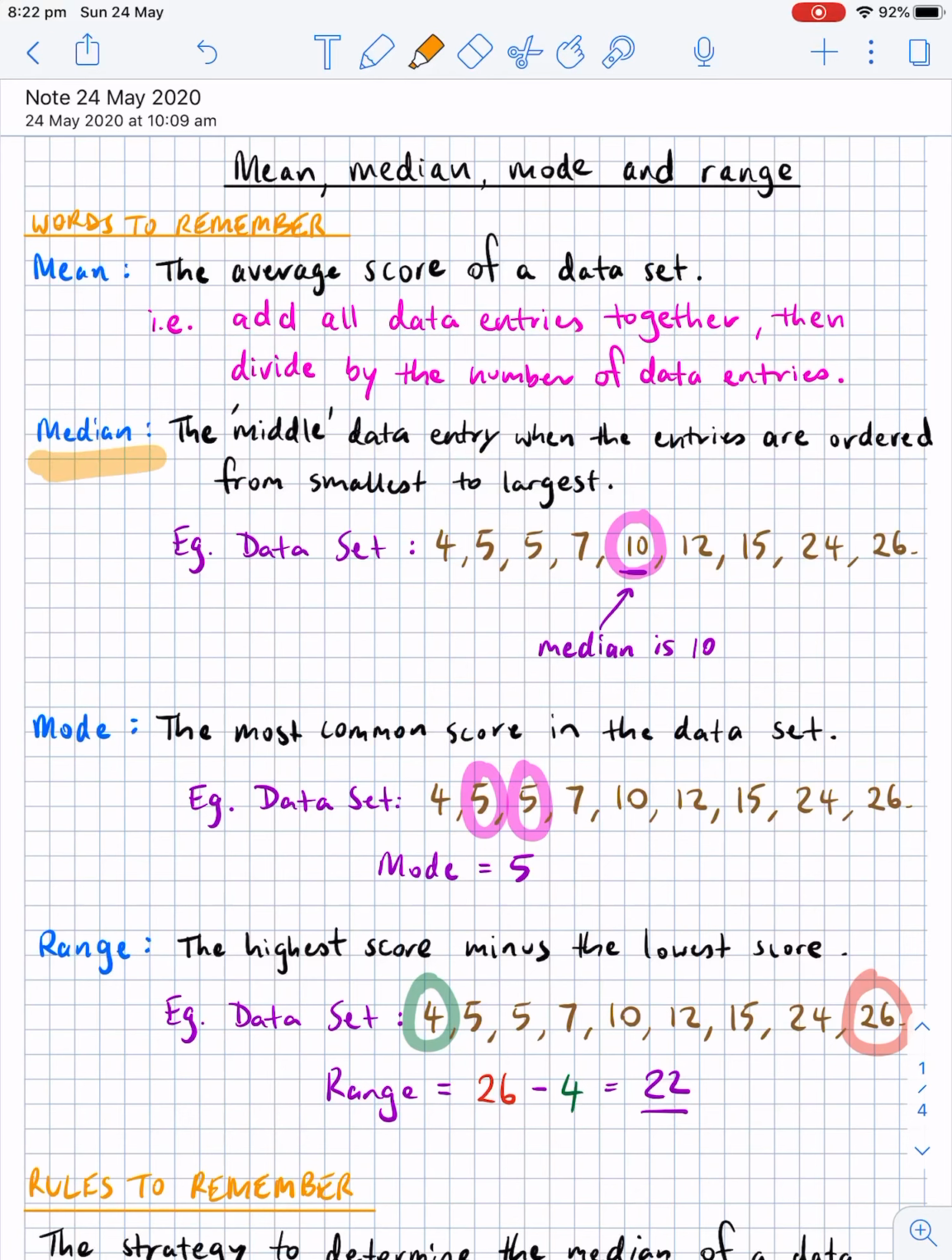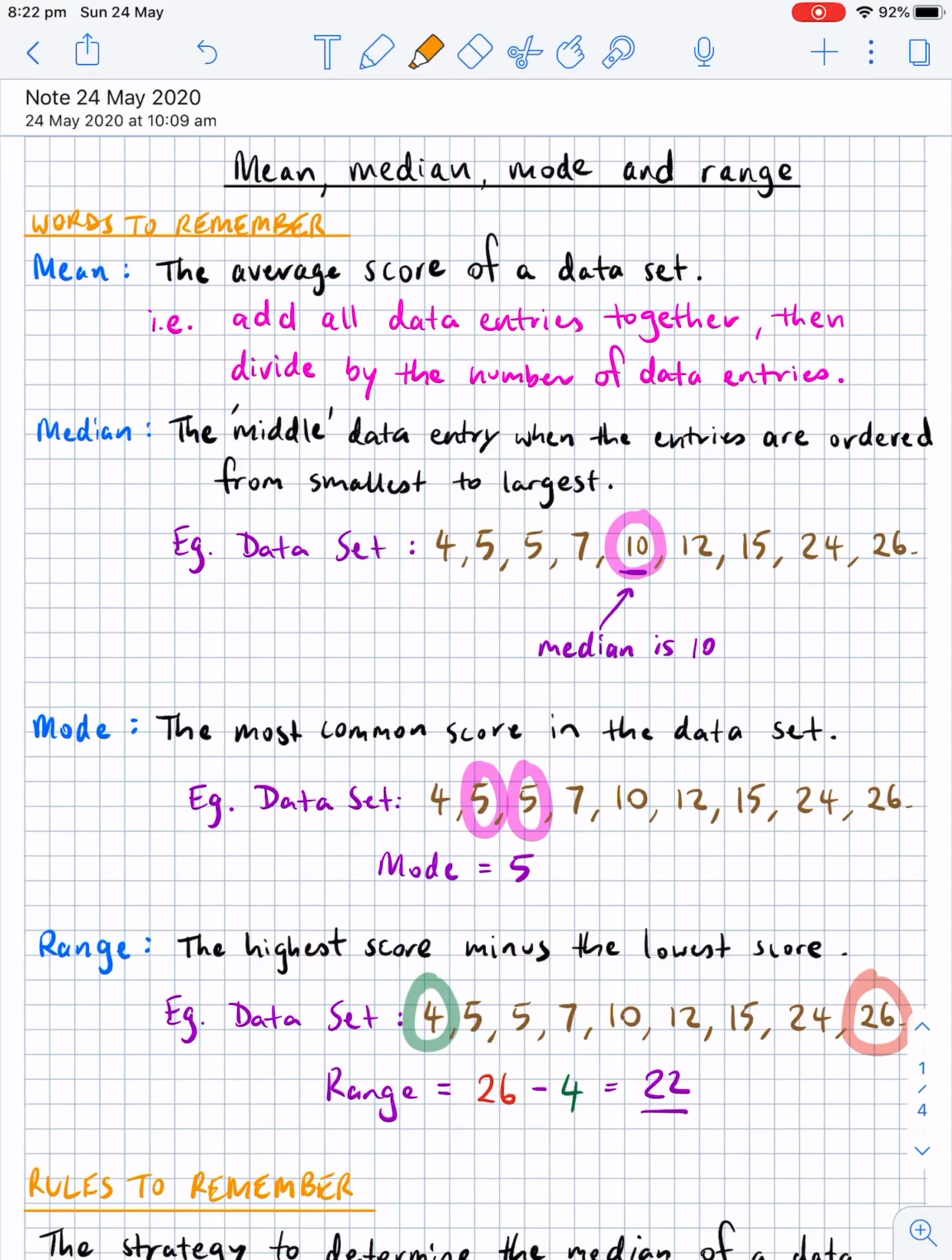Next up is the median. The median is the middle data entry when the entries are ordered from smallest to largest, in ascending order. So for example, here's a data set. You can see that the numbers in this data set are listed from smallest to largest. The middle one is going to be this 10. So that is your median of 10. And obviously, depending on the data set, the median is going to be different each time.